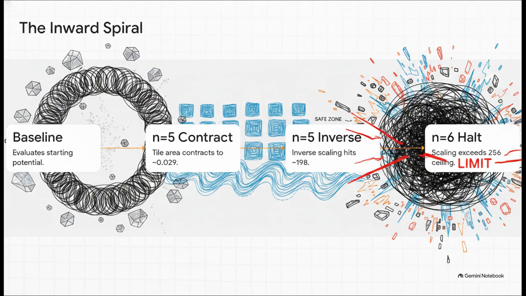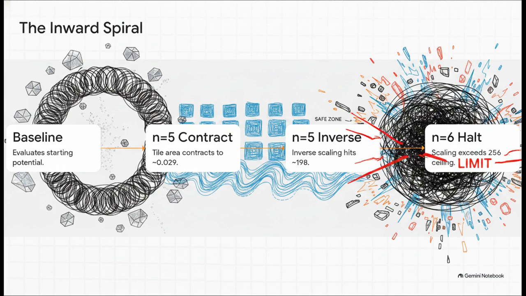And now we hit the climax of the circuitry design, executing the physical deterministic halt. This step-by-step inward spiral shows us exactly how the hardware packs data. Working under that silver-diamond balance we just covered, right at step 5, the individual tile area contracts down to about 0.029, perfectly packing addressable data buckets. The inverse scaling hits a multiplier of roughly 198, sitting totally safe below standard hardware limits. But watch what happens at step 6.